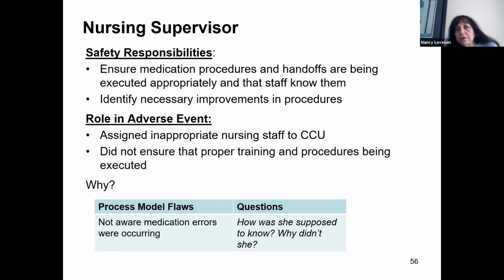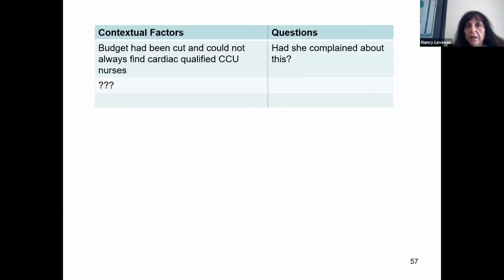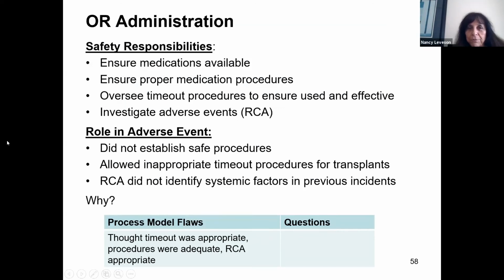Nursing supervisor: one of the things she does is assign nursing staff to the CCU, but this was an inappropriate nurse for the CCU. She didn't ensure the proper training and procedures were being executed, and wasn't aware that medication errors were occurring, and they were occurring, but they were never really investigated very well. Budget had been cut. She couldn't always find cardiac qualified CCU nurses. Had she complained about this? I don't know. And there are other things we were looking at afterwards, and it was a little late to find out why some of these things happened. We couldn't ask the people.